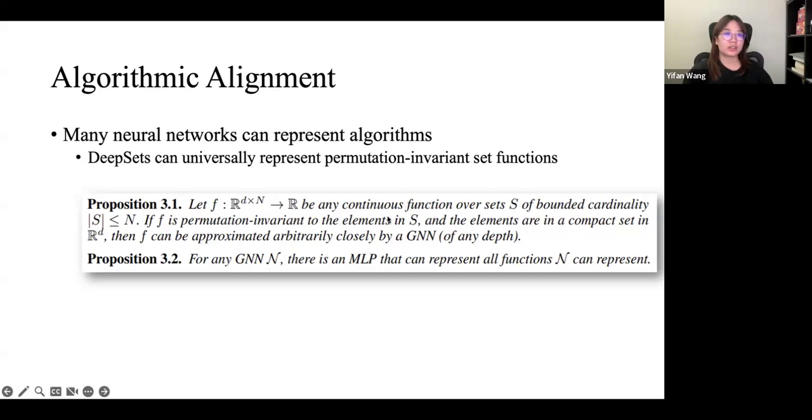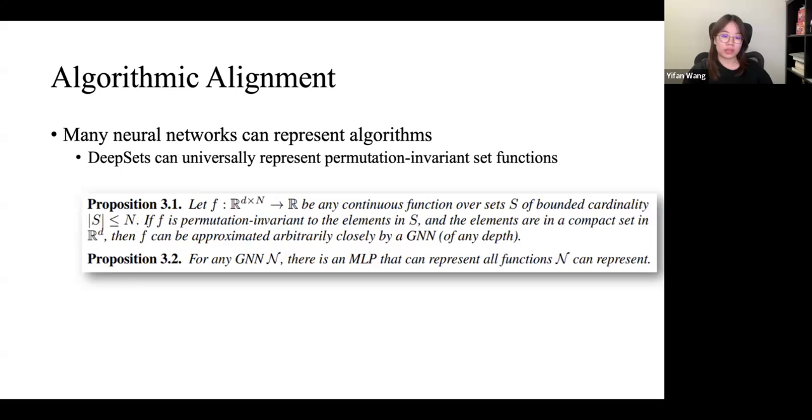So for proposition 3.1, it states that any continuous function f defined over a set S can be approximated arbitrarily closely by a graph neural network. And the result in this proposition 3.1 emphasizes the universal approximation ability of graph neural networks for some permutation invariant functions. Then proposition 3.2 states that for every graph neural network N, there exists an MLP that can represent all functions that N can represent. So this proposition indicates that graph neural networks do not have inherently greater representation power than MLPs, but instead their advantage lies in their structure, which aligns with many reasoning tasks.